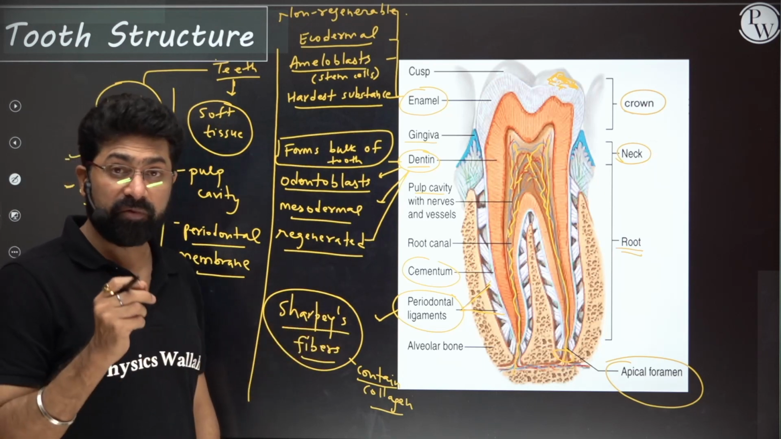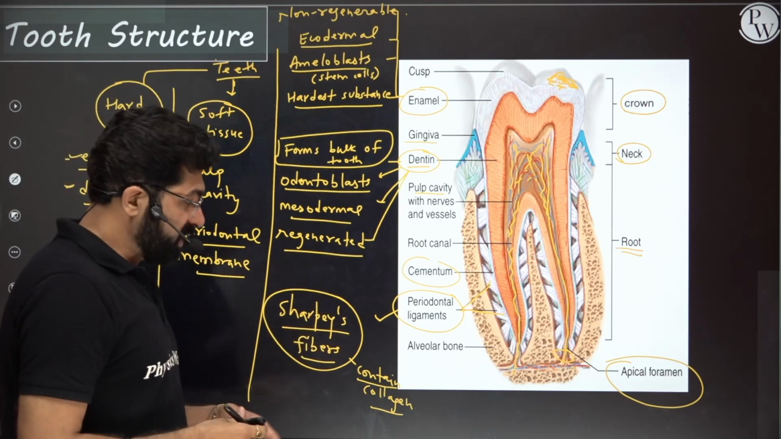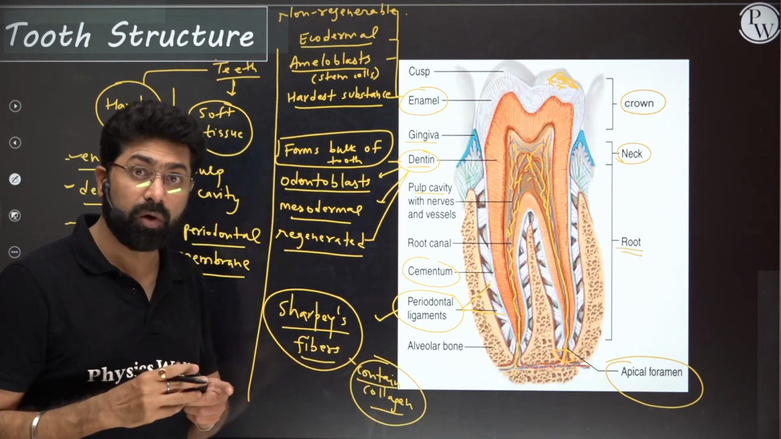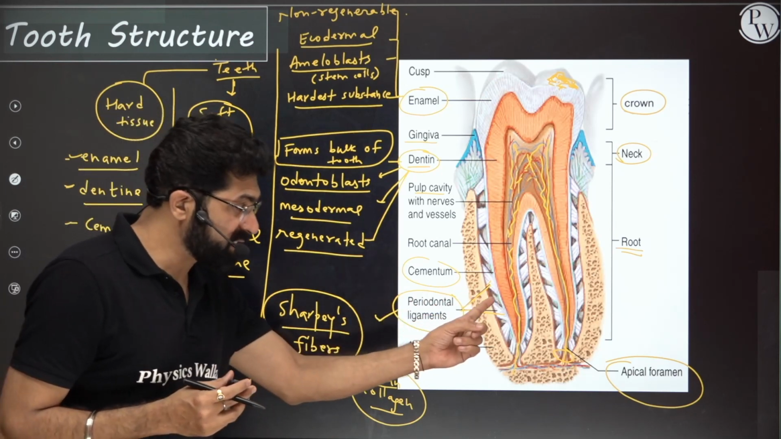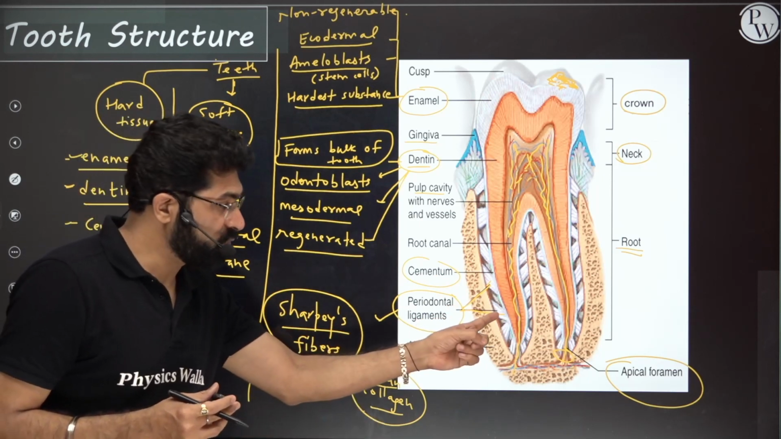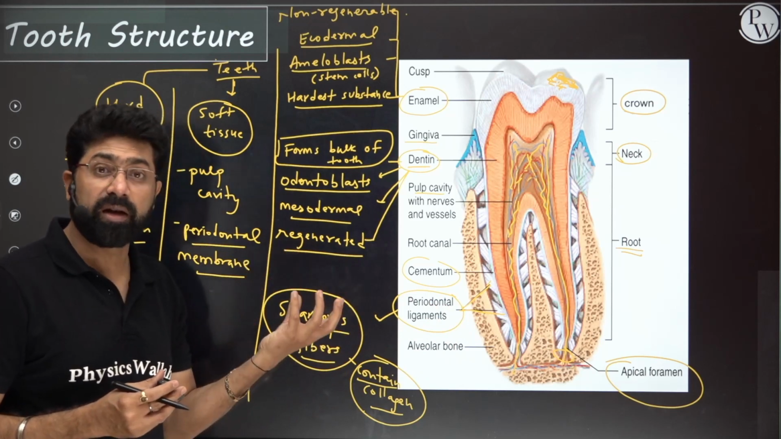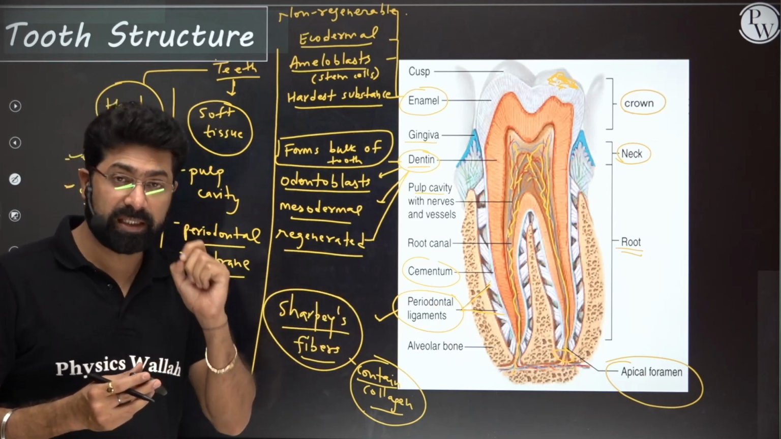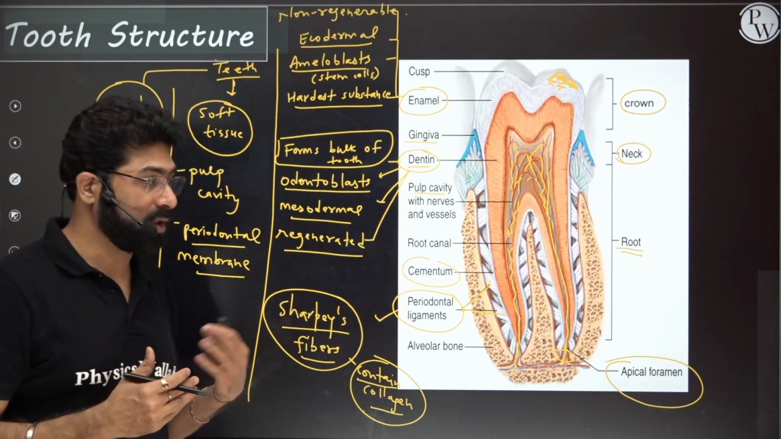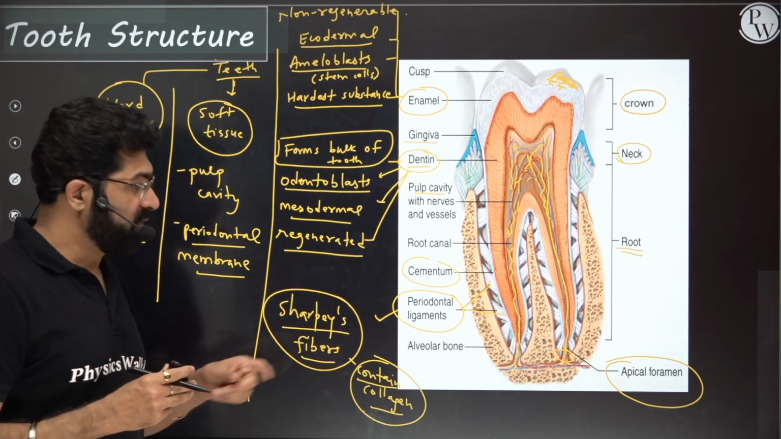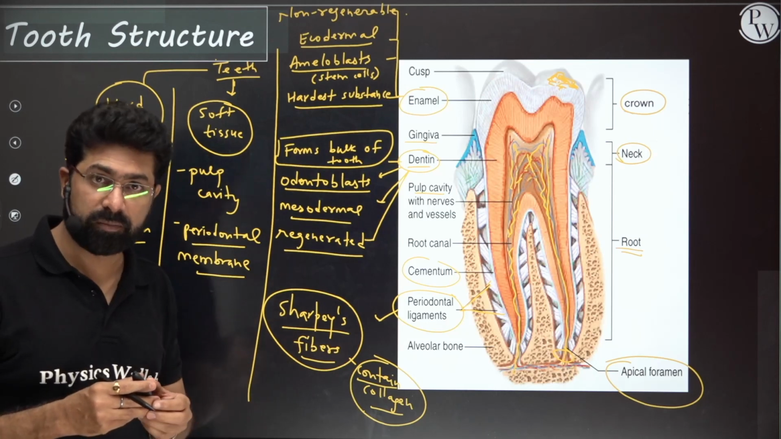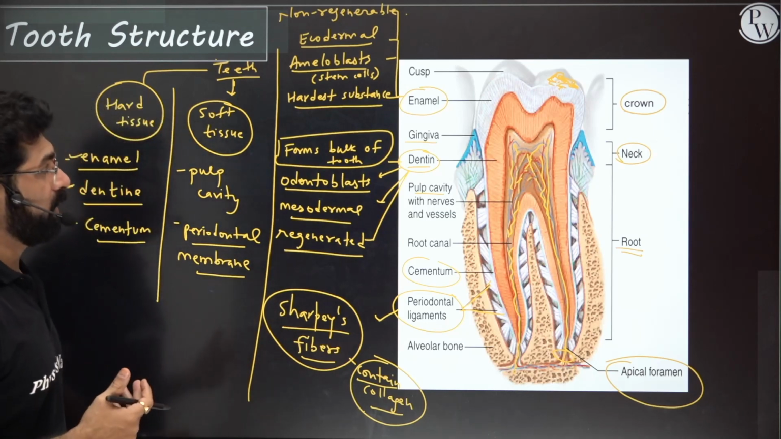And sometimes when vitamin C is less, because vitamin C has a role in collagen synthesis, you know that or not? Vitamin C has a role in collagen synthesis. So when vitamin C is less, the collagen synthesis gets disrupted and these fibers weaken, and they can cause a disease called scurvy, in which bleeding from the gums takes place. And further it can lead to many more diseases also. Even sometimes the periodontal membrane gets inflamed, that is called periodontitis. Okay, so let us continue further.